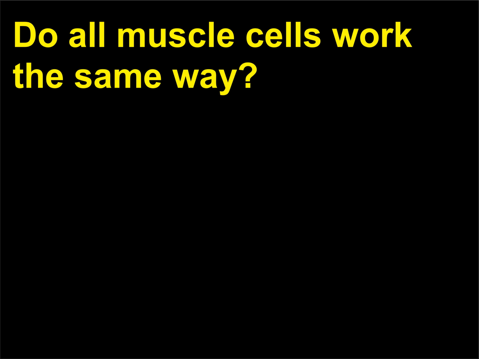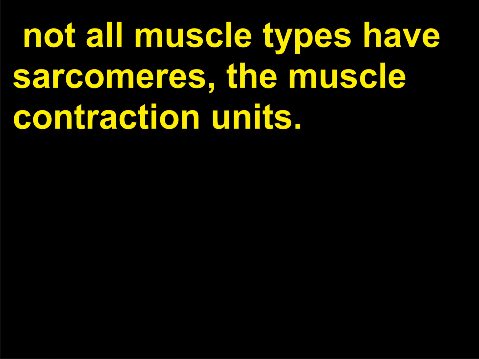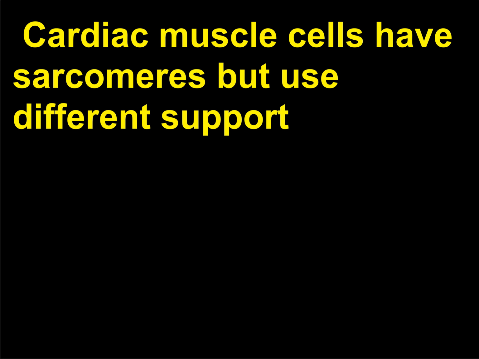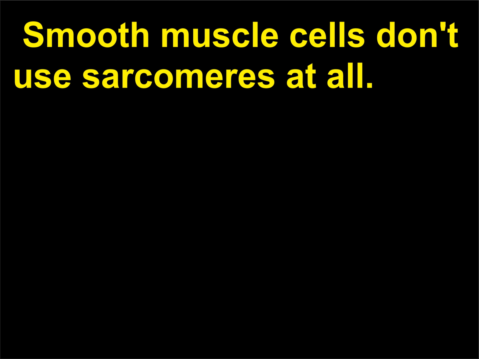Do all muscle cells work the same way? Although all muscles work by contracting, not all muscle types have sarcomeres, the muscle contraction units. Cardiac muscle cells have sarcomeres but use different support structures during contraction than those found in skeletal muscles. Smooth muscle cells don't use sarcomeres at all.